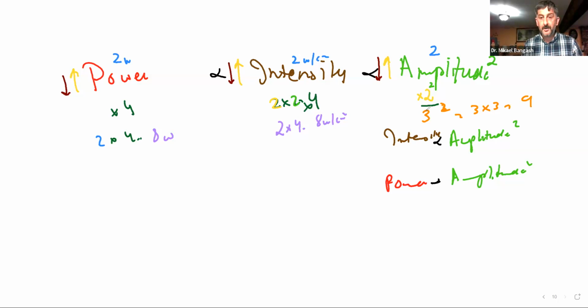So if your amplitude increases 3 times, that will mainly mean a 9 times increase in your initial power, where you see that it goes from 2 watts to become 18 watts, and that it goes from 2 watts per centimeter squared to become 18 watts per centimeter squared.